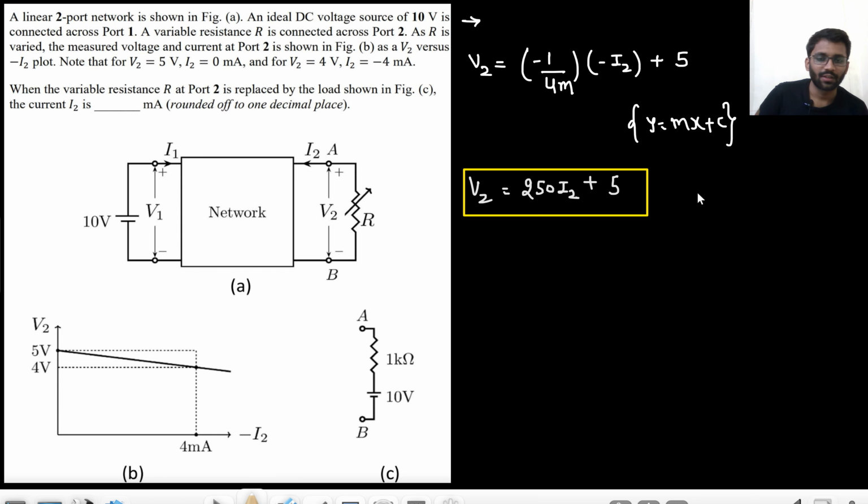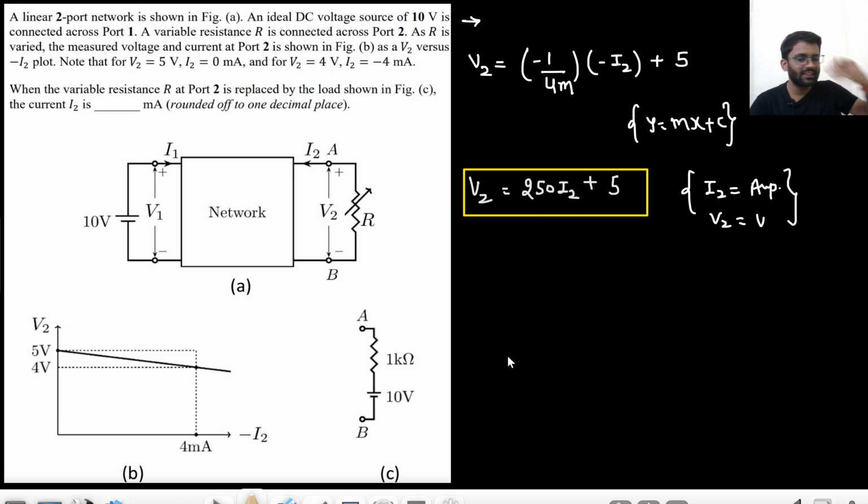Here I2 is in what? If I am putting 1 by 4 milli here, that means I am considering I2 in ampere, right? And V2 in volt. So this is what is given. Now your load is replaced with something. After some time, your load is replaced with something. That means what they want is you replace this complete circuit with VTH and RTH. This is what they want.